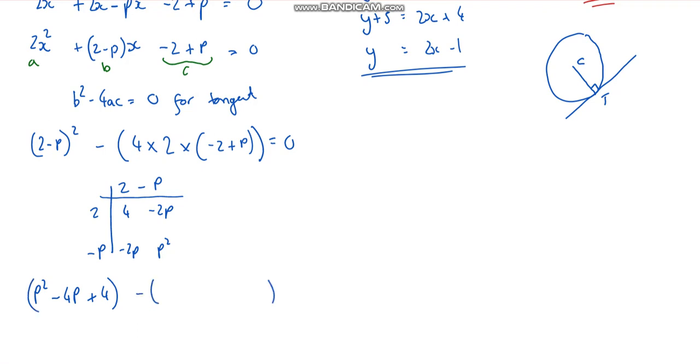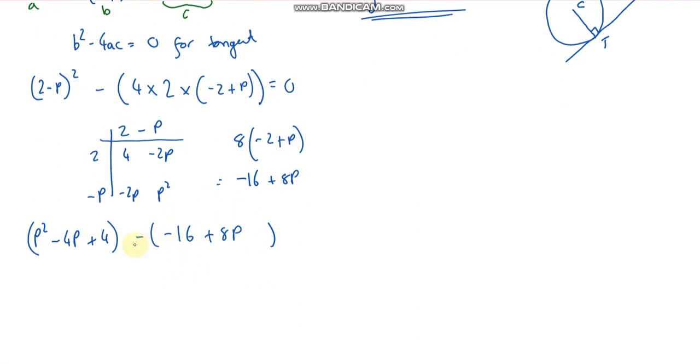And then I'm taking away, and this bracket over here, that's going to become 8 multiplied by p take away 2. I'll write it out like that so someone following the working is sure what's going on. So that will give me negative 16 plus 8p. And this is why I like it in a bracket, just to make sure that the negatives are all followed through properly. So plus 4, so it's going to be plus 16, and take away 8p is equal to 0.